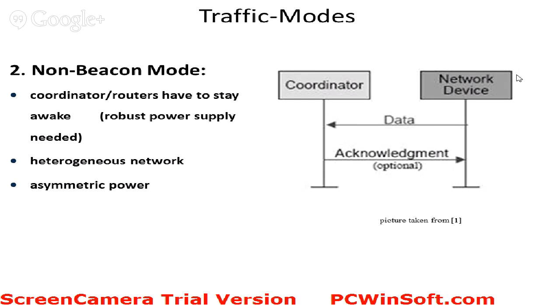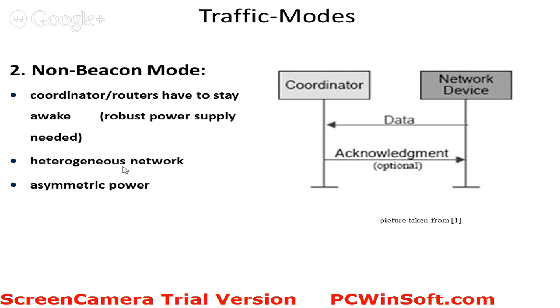Now another traffic mode is the non-beacon mode. In this mode, the assumption is that the coordinator is sufficiently powered. It is not power hungry. It is backup powered or mains powered. So naturally the coordinator is always awake. The coordinator and routers have to stay awake, so a robust power supply is needed in this case.